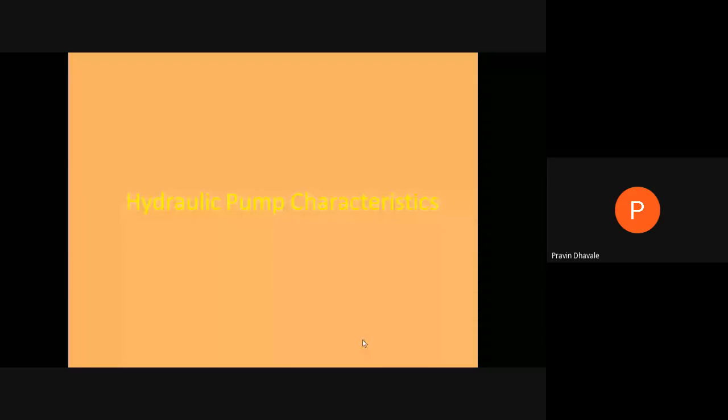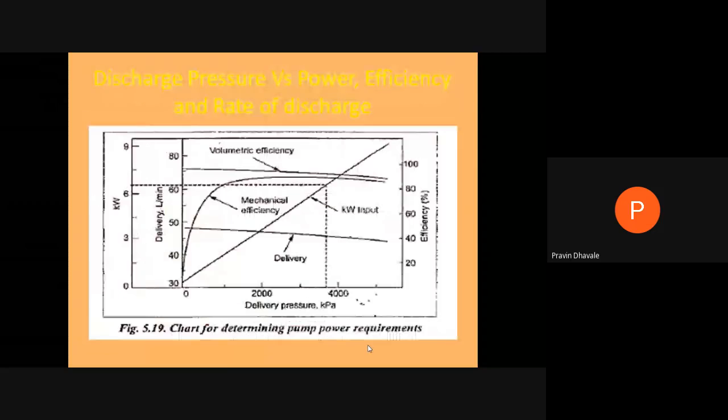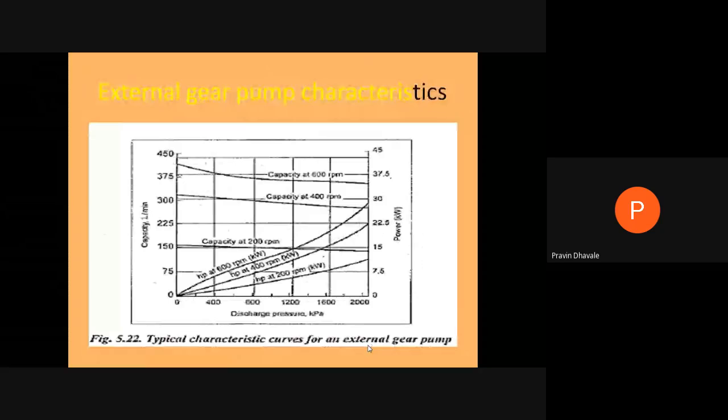Then we see the performance characteristics of all these hydraulic pumps. It may consist of, we may say, positive displacement pumps. We may also call them rotary pumps, right? You will see the different characteristics of the pump, characteristics of centrifugal pump, gear pump, right?